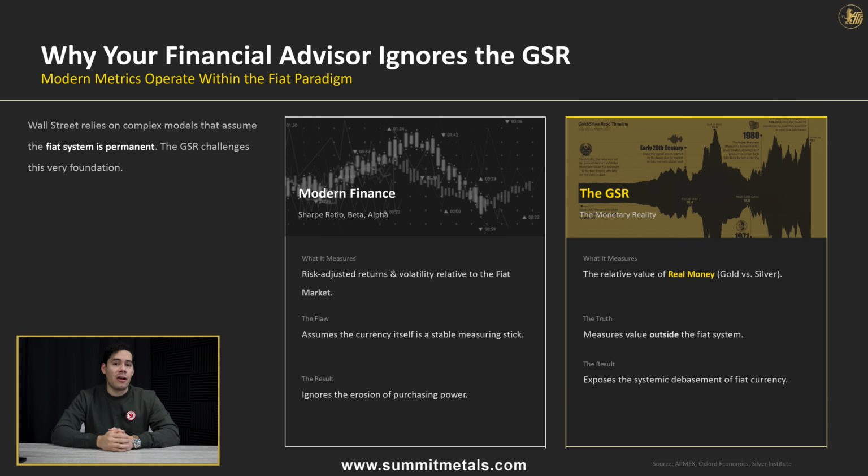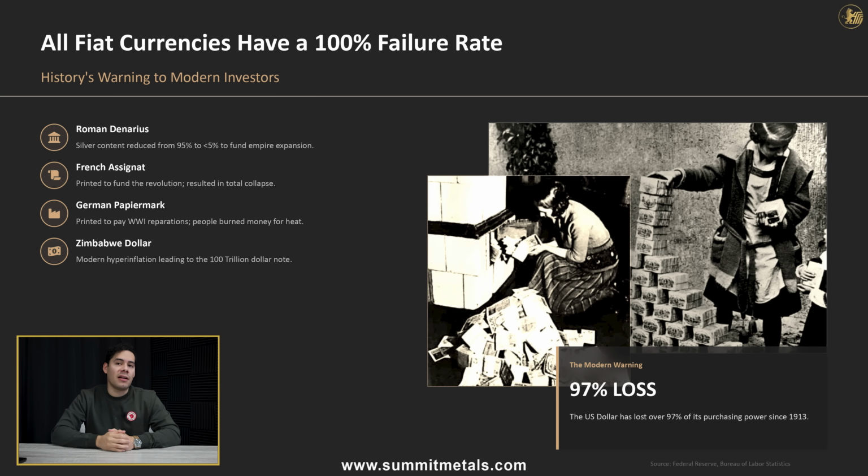It simply exposes another systemic debasement of the fiat currency, and that debasement is not a new phenomenon. It's a historical certainty. The reason we look outside of the fiat system is because historically, it's been brutally clear. All fiat currencies have a 100% failure rate. This is not a theory, it is a historical fact. Look at the Roman denarius. The empire debased the currency by reducing the silver content from 95% down to less than 5% to fund its endless wars. The result was economic collapse.